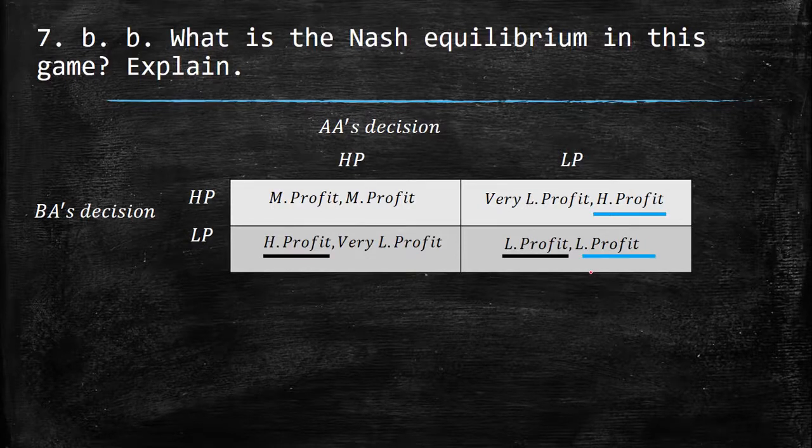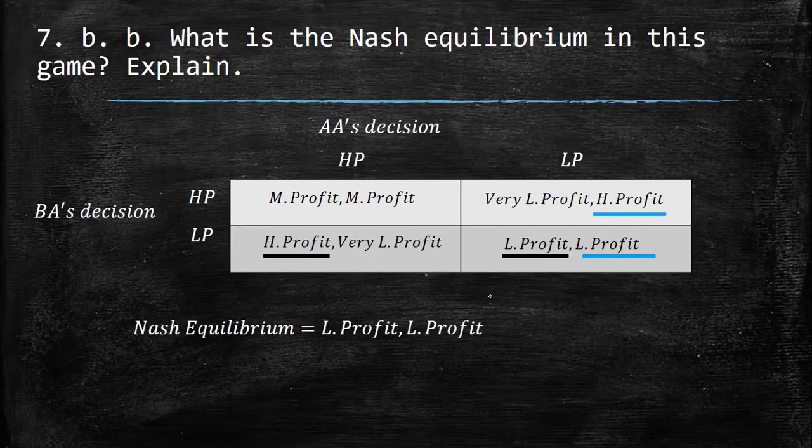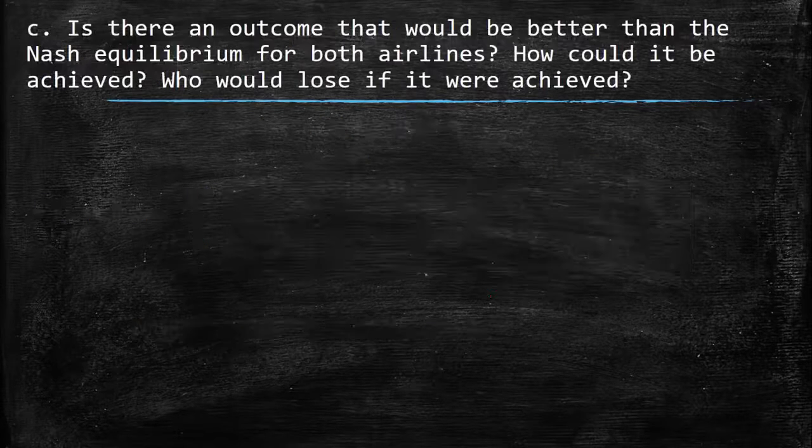So then this should be the Nash equilibrium, where no one, neither AA, American Airlines, nor the other airline BA, wants to move, because they don't have any incentives to move. So this should be the Nash equilibrium. Nash equilibrium, low profit and low profit.